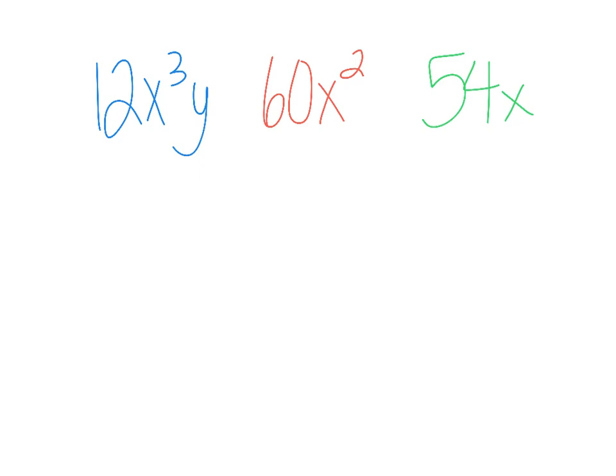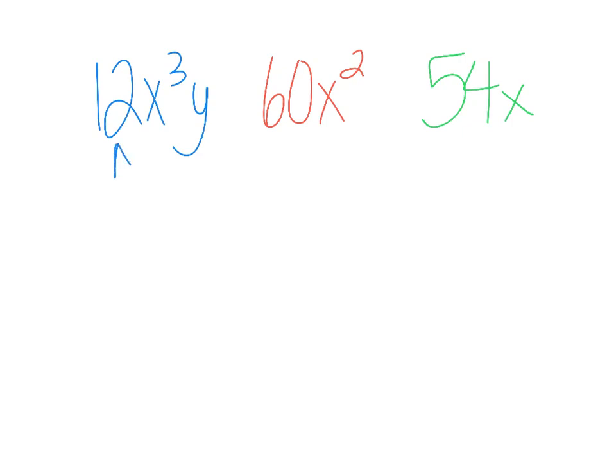This is a video to help find the GCF if you're looking at the digital maze and are not sure how to get started. So we are given three terms: 12x to the third y, 60x squared, and then 54x. Starting with the first term, I'm going to factor that out, and I'm going to do a factor tree.